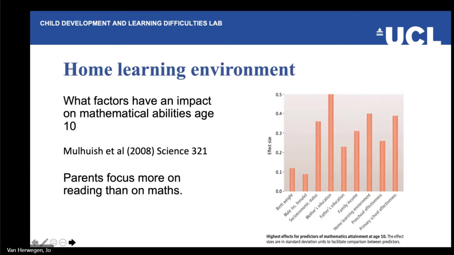So these are a number of domain general abilities, motor development, language, working memory, inhibition, that all impact on how well a child will be doing in terms of their mathematical development. But it's not only these domain general abilities. We also know that a home learning environment is very important.